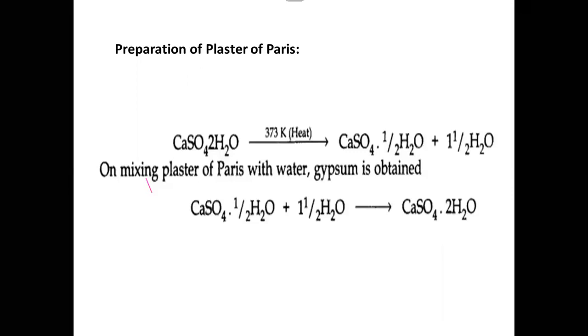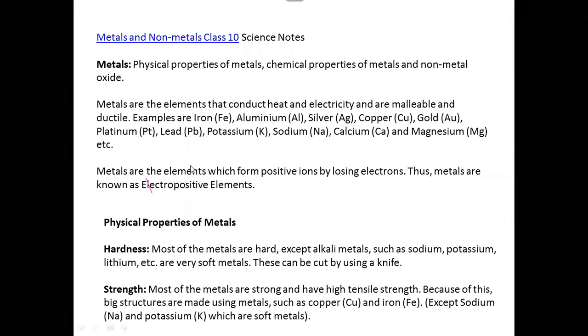The last part of this chapter is the preparation of plaster of Paris, in short called POP. It is prepared from calcium sulfate. When calcium sulfate is heated at 373 Kelvin, it gives calcium sulfate containing half water molecule, and 1.5 water molecules are given out. On mixing this with water, gypsum is obtained, which is commonly called plaster of Paris. So calcium sulfate containing half H2O mixed with 1.5 H2O gives CaSO4.2H2O, that is gypsum.